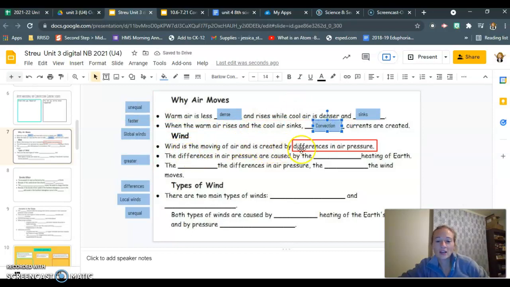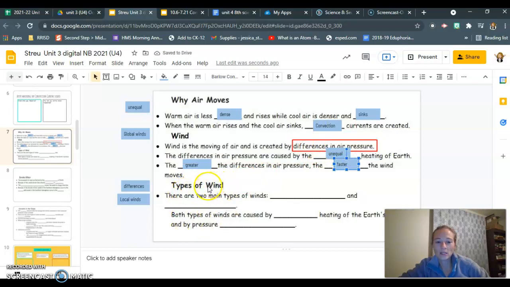Wind is the moving of air, and it is created by differences in air pressure. You don't have anything to drag, but that's super important. Differences in air pressure. The differences in air pressure are caused by the unequal heating of the earth. The greater the differences in air pressure, the faster the wind moves.